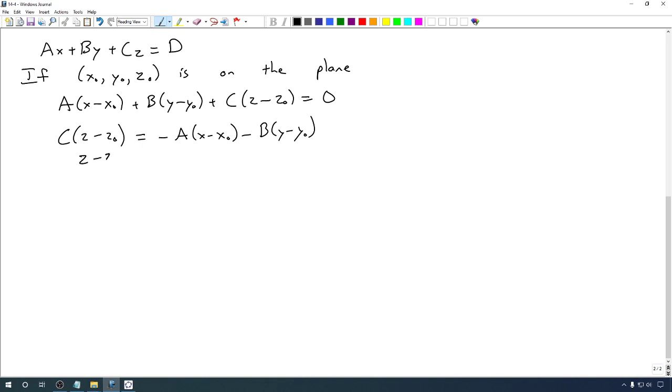So z minus z naught is equal to, and I'm going to rename negative a over c to just be a little a, and I'm going to rename negative b over c to be a little b.